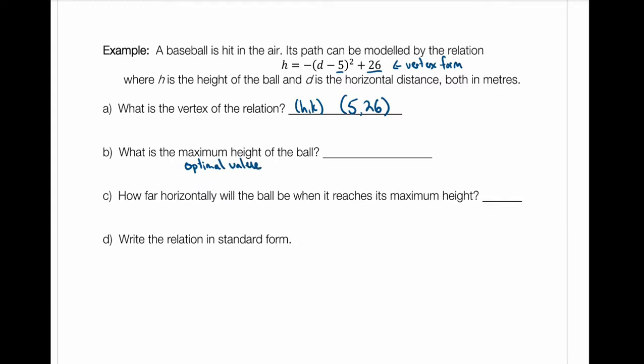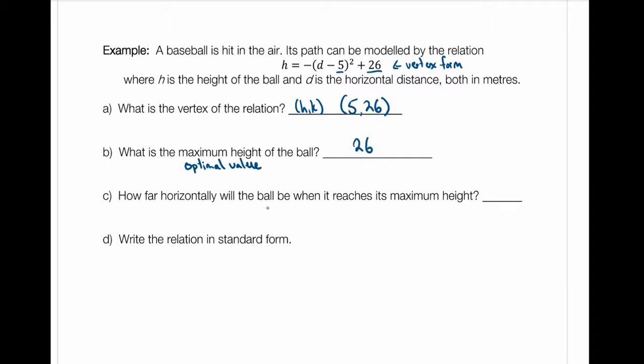And again, our optimal value, remember, is the y value of our vertex. Or if you think about the vertex being the highest or lowest point, in this case, because that a value is negative, back up here, that means it's opening down, so this vertex is our highest point. So what's the height? Well, in this case, it's 26.